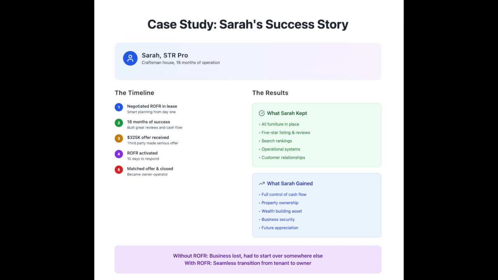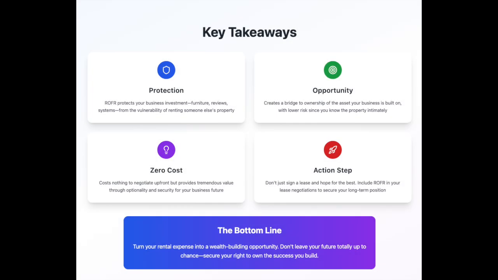So if we boil it down, the core value here for STR arbitrage is that the ROFR costs nothing extra to negotiate into your lease up front. $0. But the potential upside, the control, the security, the optionality it gives you over your business's future, it's priceless, really. Yeah, when your entire business model hinges on using property someone else owns, you absolutely have to think about protection, about leverage, about keeping your options open. And the ROFR checks all those boxes.